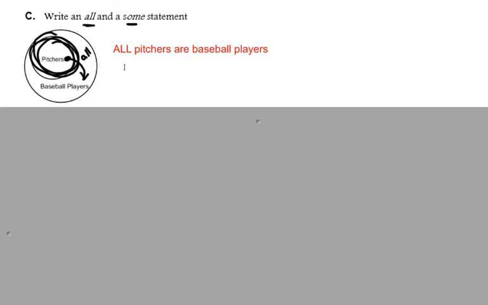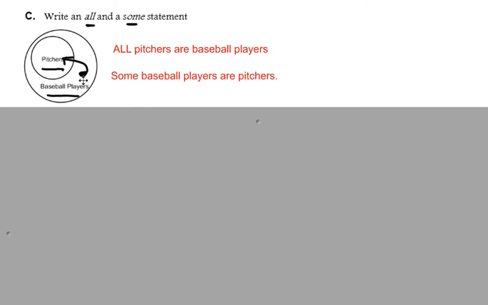If I read it from the outside in, so if I start here and go in, it's a some statement. So I could say some baseball players are pitchers. And that's true, because if you're a baseball player, it doesn't necessarily mean you have to be a pitcher, it just means that you could be. So from the outside in, it's a some.